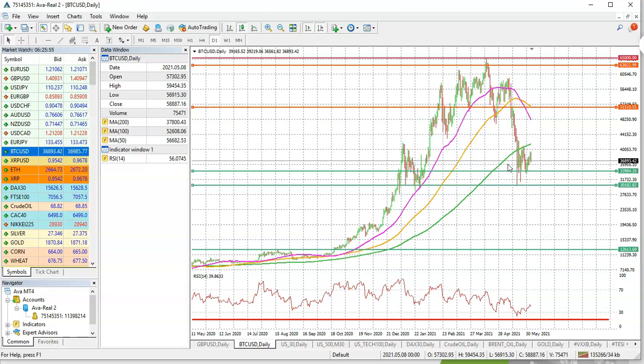Why do I have these moving averages? Because these are the moving averages which institutions always pay attention to. For them, as long as the price continues to stay above these moving averages, they believe that the bull trend is very much in place. But when the price begins to break below these moving averages, like it did over here and like it did over here, this shows that bulls are losing control and bears have more momentum in their favor.